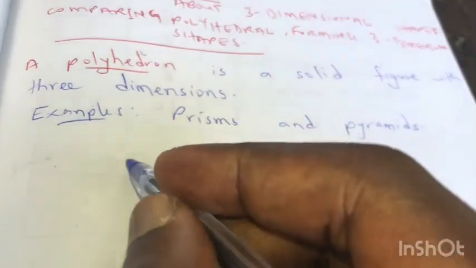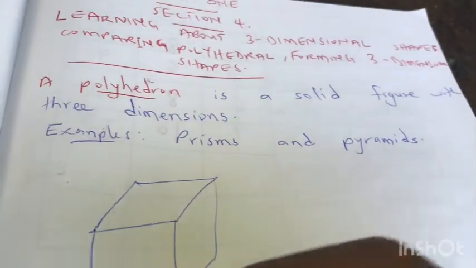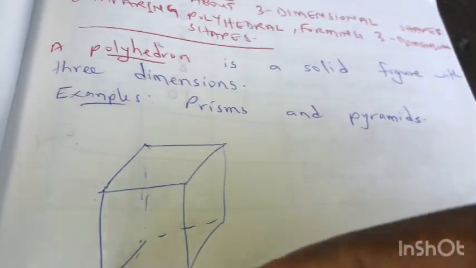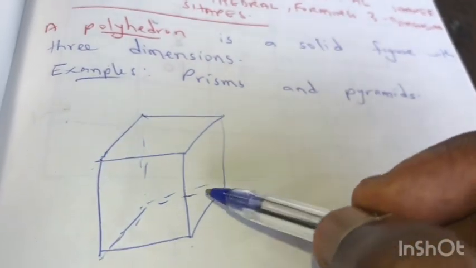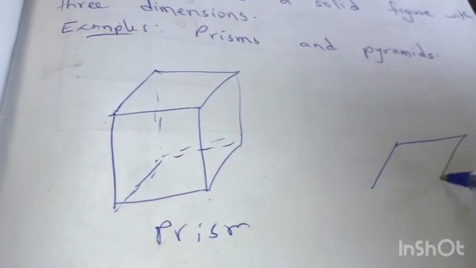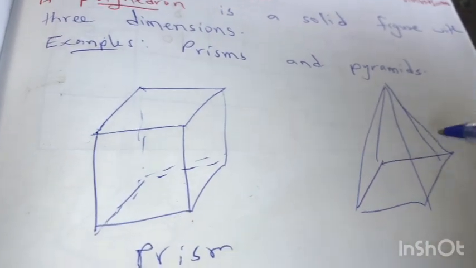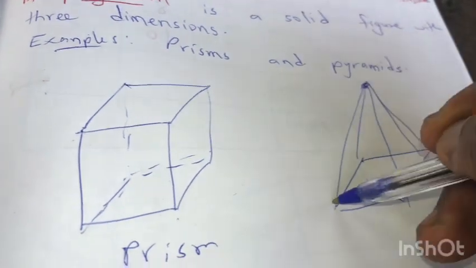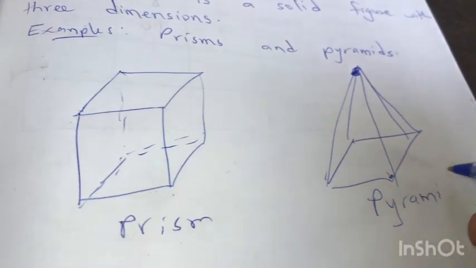A prism has a common base and top. When you take this one, what can you see? The base is a square, and the top part is also a square. So this makes it a prism. But if you have this one with an apex, like this one, please pardon my sketch, this is the apex. The edges are meeting at a point at the top called the apex. So this one becomes the pyramid.